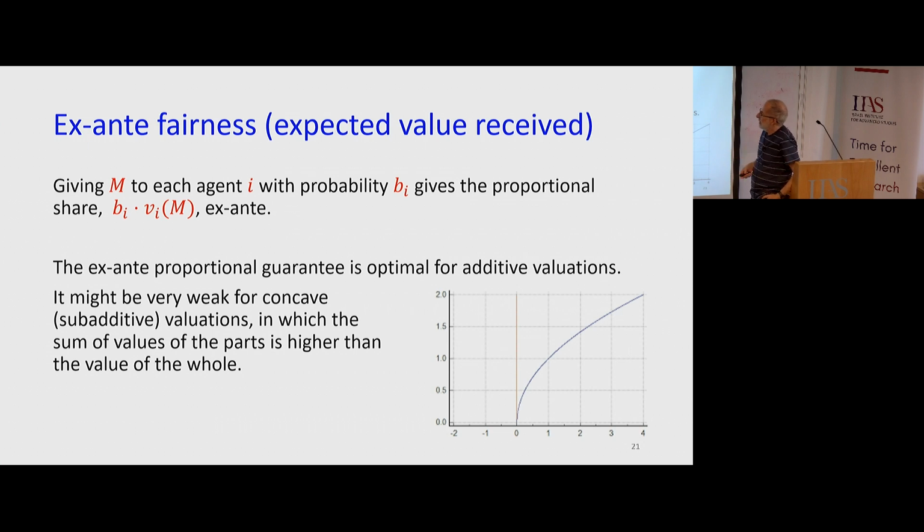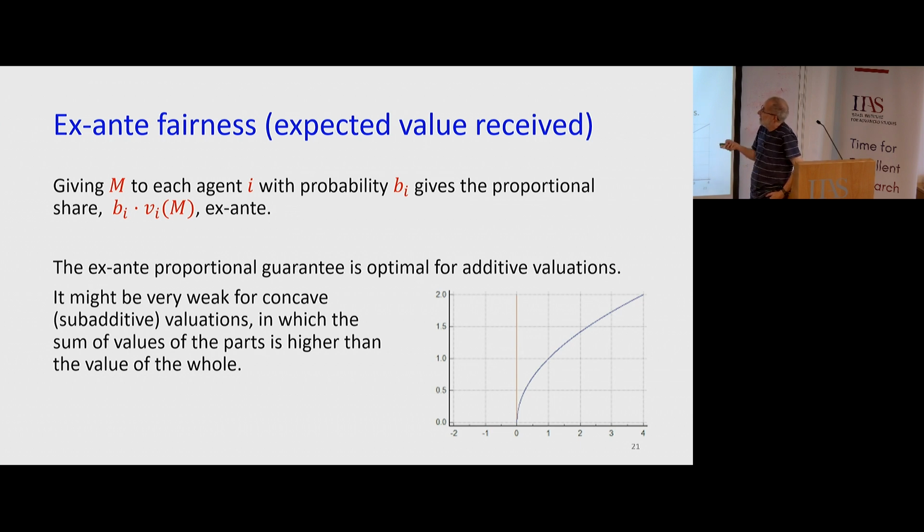Okay, and another share-based notion that I want to mention is for ex-ante allocation, what you get in expectation. So one option is to use the proportional share. What is the value of the proportional share? It's pi times the value of the grand bundle. And indeed you can achieve it ex-ante by saying each agent i gets the whole set of items with probability pi. And then you achieve this proportional share.